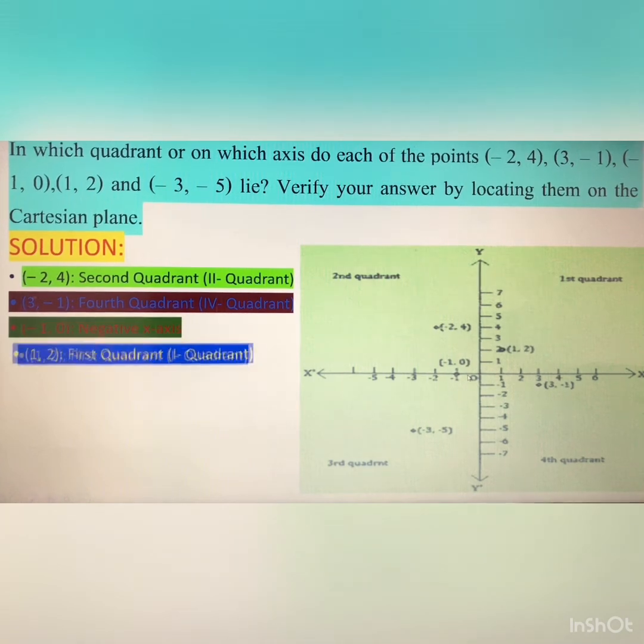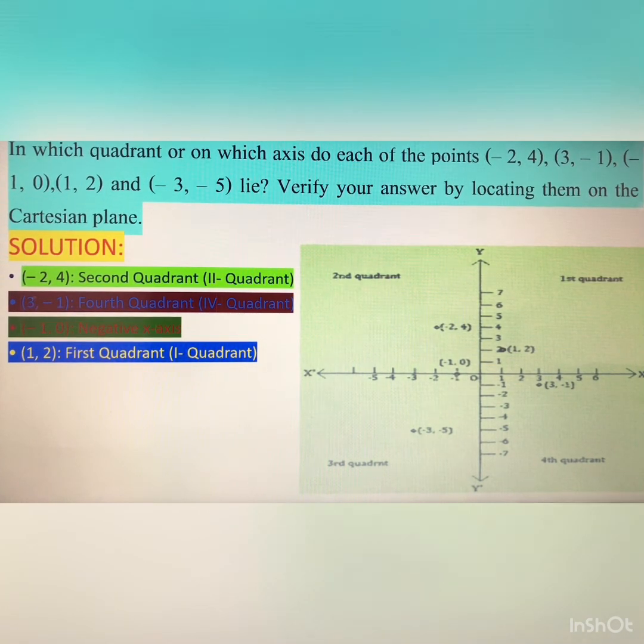And next one is (1, 2). All coordinates are positive, so this point lies in the first quadrant. You will come in the first quadrant and just in front of 1 unit and ordinate 2 units you mark a point, that is (1, 2). This is the representation of (1, 2).